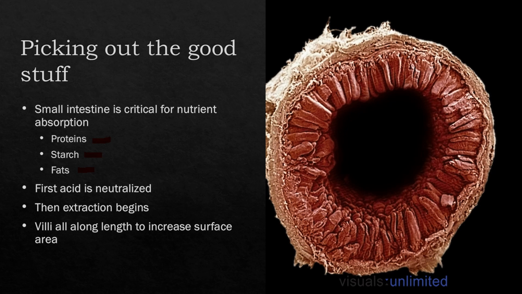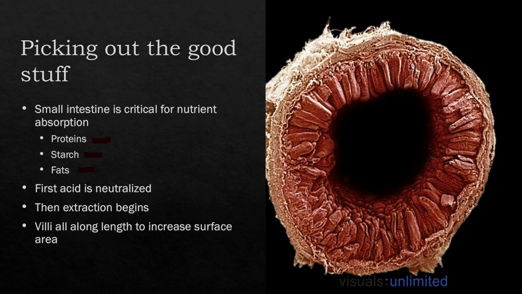Okay. One of the things that's going to first happen as material enters the small intestine is that the small intestine is not acidic. And so the acid is neutralized as it comes in. So all that acid coming in from the stomach is immediately neutralized. The pH is brought more towards a neutral setting. At that point, the small intestine begins to really rapidly extract nutrients from the food.